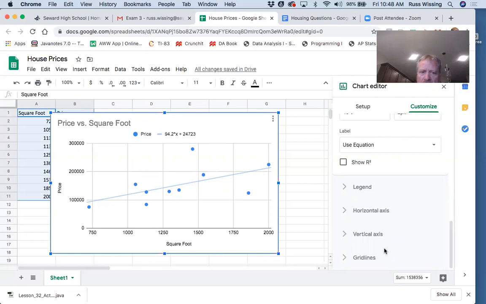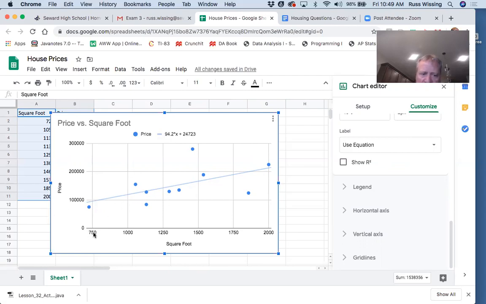Okay. All right, so this is kind of like back in algebra. So this is like the Y, that's your Y value, your price. The 94.2 will be your slope, Y equals mx plus b. So the slope is 94.2, so that's a rate of change. That's saying your price per square foot. So for every square foot that the house changes, the price goes up $94.20. And then the y-intercept is 24,723. So we'd have to extend this graph back further.